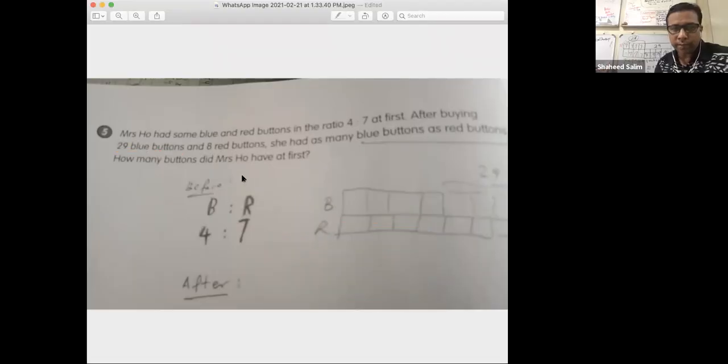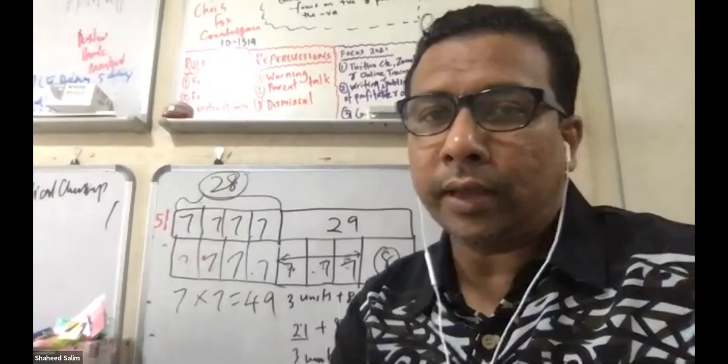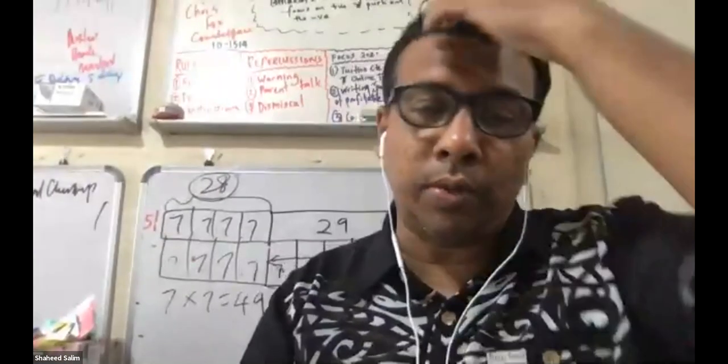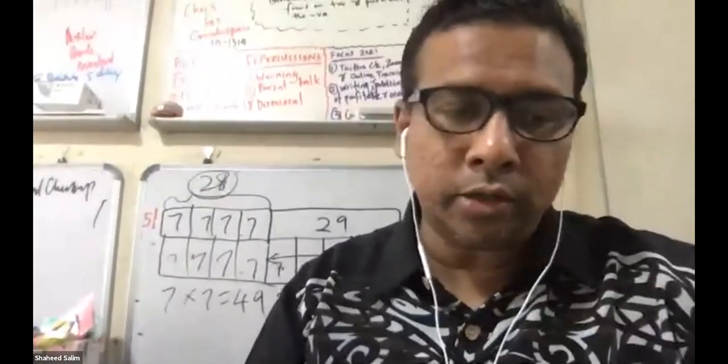Did they? What did the question ask? Let me see. The question asked, how many items did Mrs. Ho have at first? Yeah, add them both. Because at first she had red and blue, right? So you have to add. Okay, we have to give you a question. So we try the next question now.